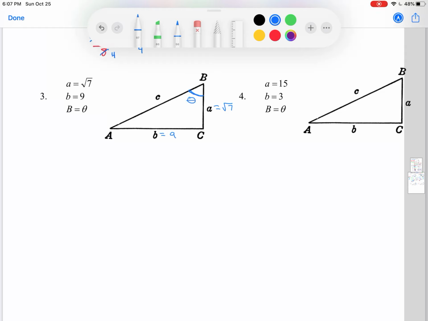This time we were given our a value, which is root 7. My b value is 9. And this time I'm referencing this angle up in the corner. That is my theta, so it's going to change a little bit.